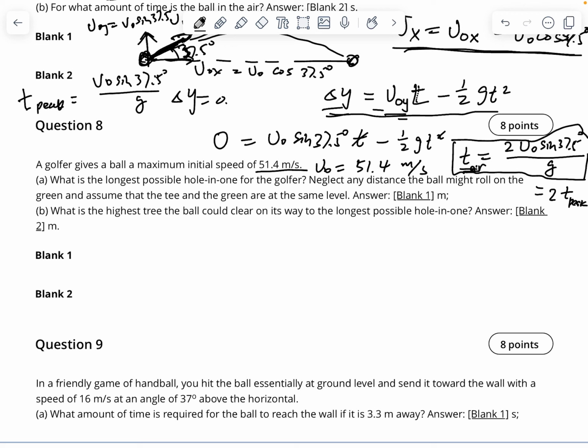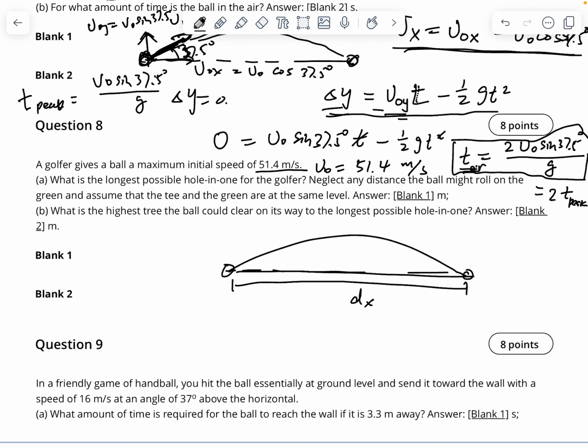Alright, what is the longest possible hole in one for the golfer? Neglect any distance the ball might roll on the green, and assume that the tee and the green are at the same level. Same thing here, right? So, same level. Okay, it asks you about the longest dx. We know the longest dx happens at theta equal to 45 degrees.